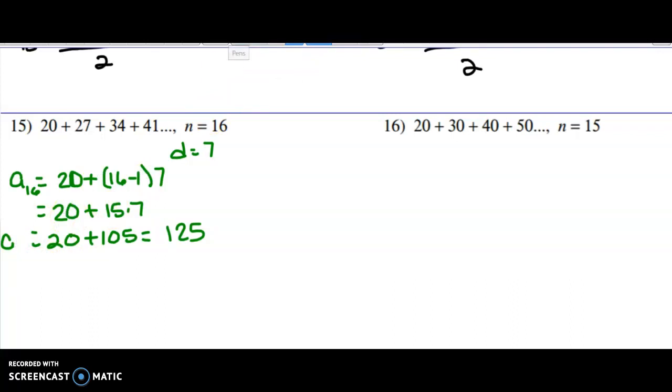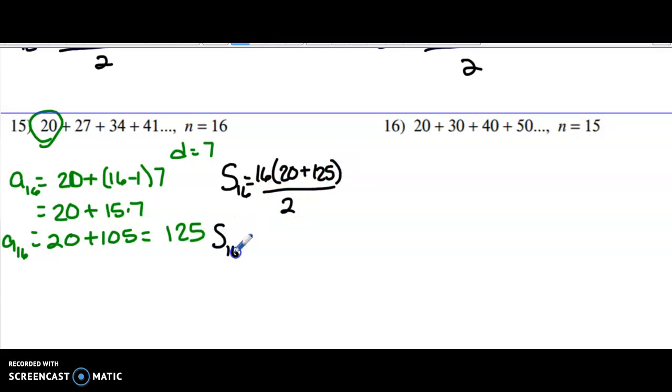Now I have my first term and I have my nth term. So I can plug these two numbers in. So a sub 16 is 125. A sub 1 is 20. My n is 16. So plugging this all in, I have S sub 16 is equal to 16 times 20 plus 125 all over 2. S sub 16 is equal to 1,160. Let's see if we can finish this one.